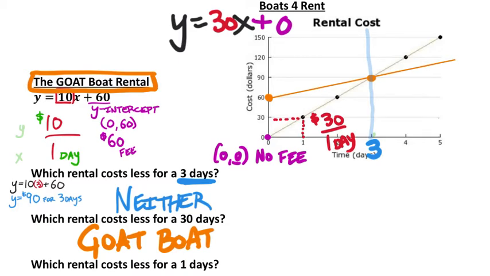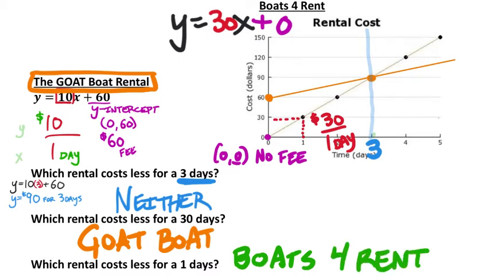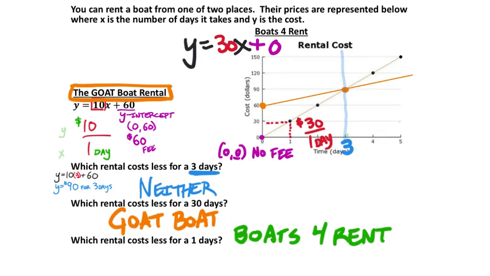Well, which one's going to cost less for 1 day? Well, again, 1 day is right here. We can see that 1 day is $30 from boats for rent, but it'd be way up here beyond 60 for the goat boat. So the second one for 1 day, that's boats for rent. All right, that completes that problem right there.